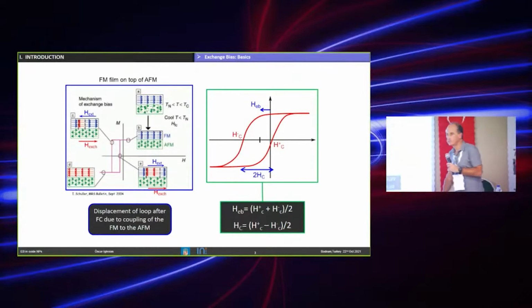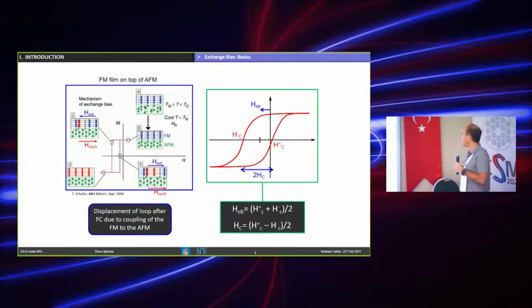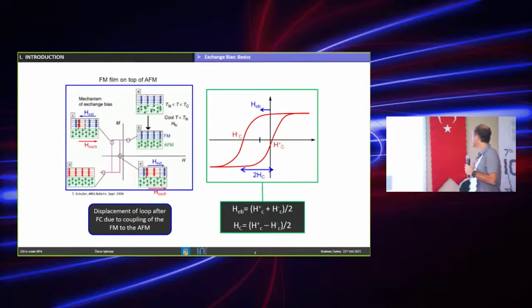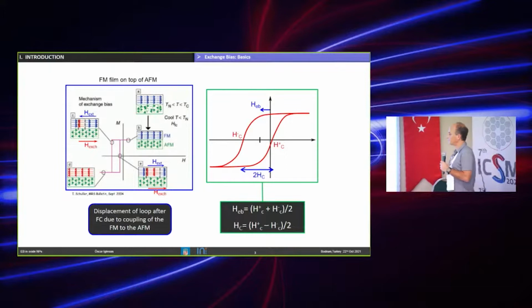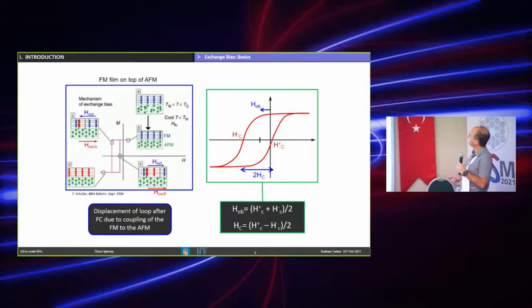So to start with, probably you all know that exchange bias phenomena refers to a shift in the hysteresis loop when cooling the sample under a certain magnetic field, and it is characterized by the displacement along the field axis, together with sometimes an increase in the coercive field itself. So in this simple cartoon, I show you how the process develops along the field axis for the example of having a ferromagnet on top of the antiferromagnet.